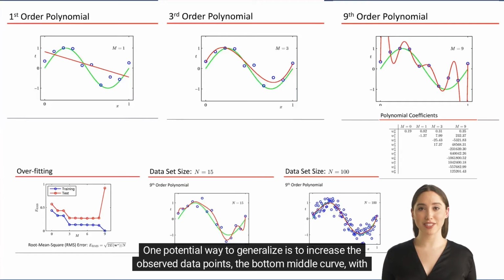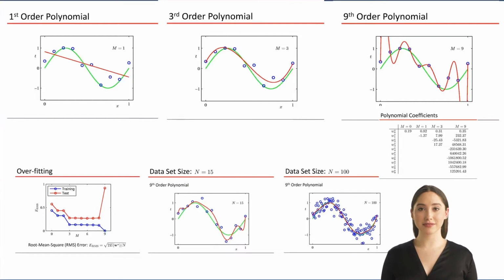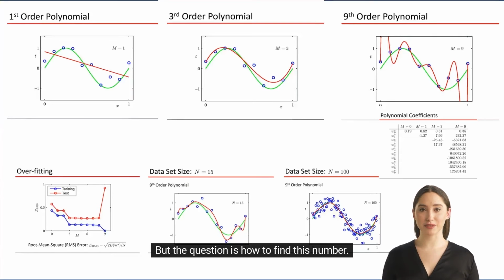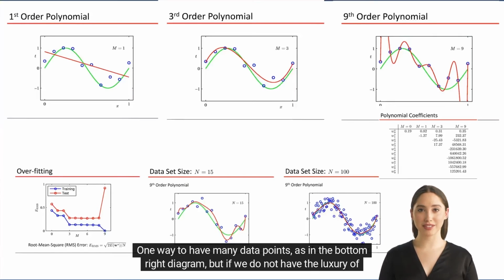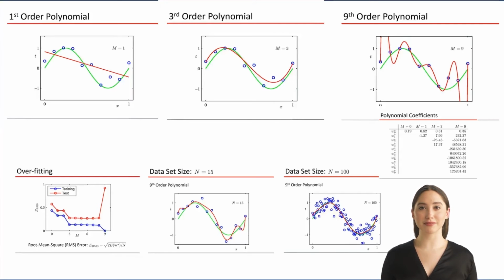One potential way to generalize is to increase the observed data points. The bottom middle curve, with the polynomial of order 9 and 15 data points, seems a very good fit and may generalize better. But the question is how to find this number. One way is to have many data points, as in the bottom right diagram, but if we do not have the luxury of unlimited data points, then what to do?